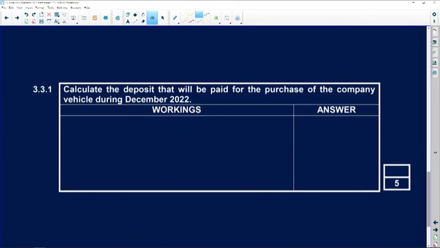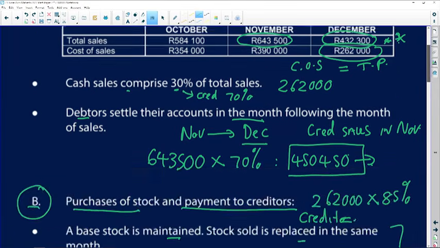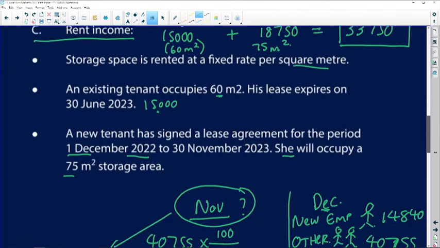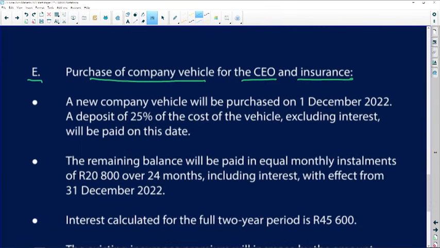Okay, so the next question: calculate the deposit that will be paid for the purchase of the company vehicle during December 2022. So the deposit that will be paid in December. Let's go to our information so we know exactly what we have, and then we can do our calculation. There we go, information E.